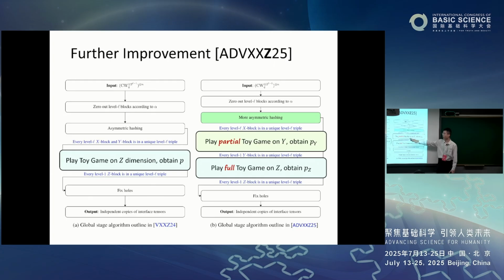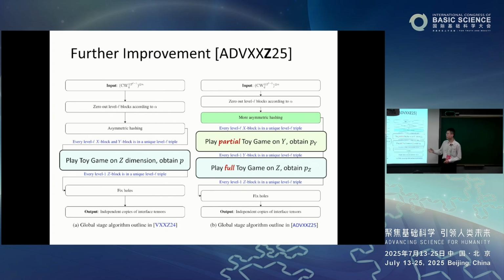We first play a partial version of the toy game, which gives parameter p of y. When I say partial, I mean that this toy game only relies on the uniqueness properties on x variables on x dimension, which means that we cannot play the game on x. But this game does not care whether we play the toy game on z or not play there. So that's what partial means.